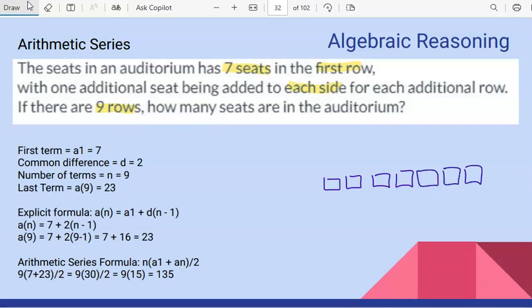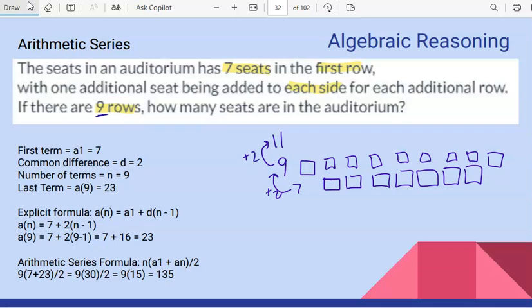Let's just draw out the first 2. So the first row has 7, and it says each additional row has 1 more seat on each side. So we're going to add 1 on this side and add 1 on this side. And then we have our 7 from before. So that's going to be 9 seats in the second row. In the third row, we're going to have 11 seats. Each time we're adding 2 more seats to that row.